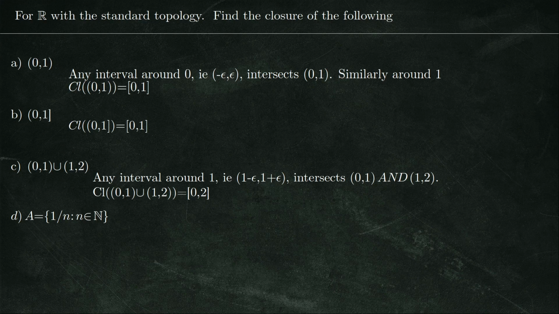Then the final one, we think, so all of the individual points, 1 over n, are in the closure, but also so is the point 0. And you can see this by thinking 0 is a limit point. We've kind of already discussed how the closure includes the limit points. Or you can think that any interval around 0 will include 1 over n for a big enough n. So the closure is the set A union the point 0.